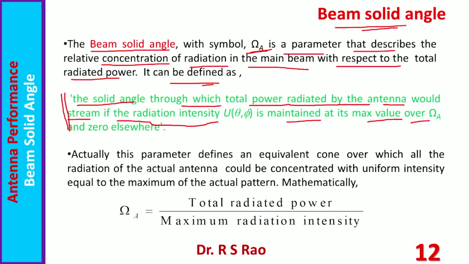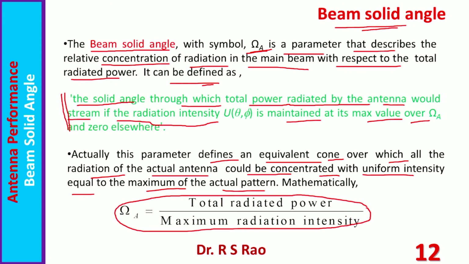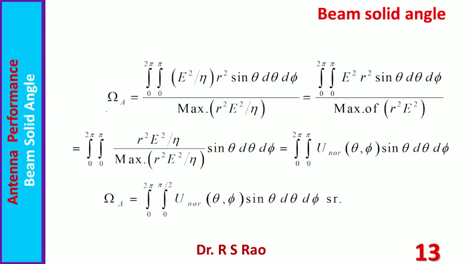This is the definition. Actually, this parameter defines an equivalent cone in which all the radiation of the actual antenna could be concentrated with uniform intensity equal to the maximum of the actual pattern. Mathematically, omega A is total radiated power by maximum radiation intensity. From this expression for beam solid angle, it is quite easy to relate the beam solid angle with the directivity. We do some mathematics here.